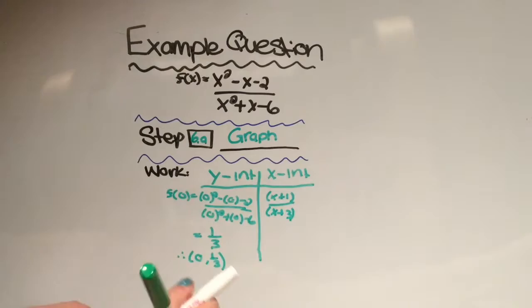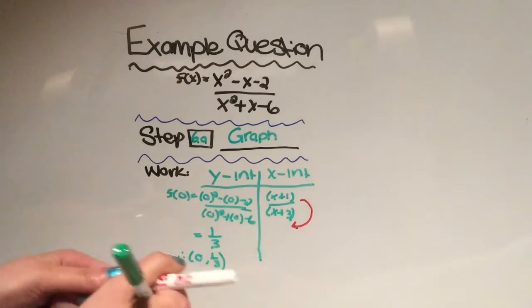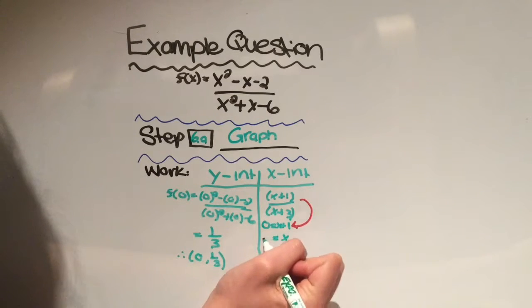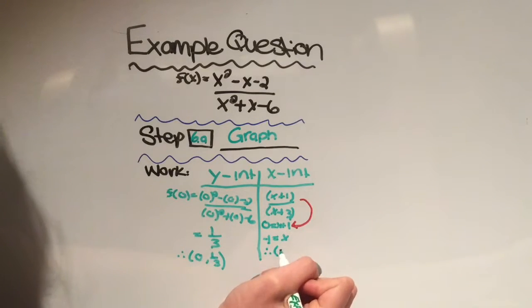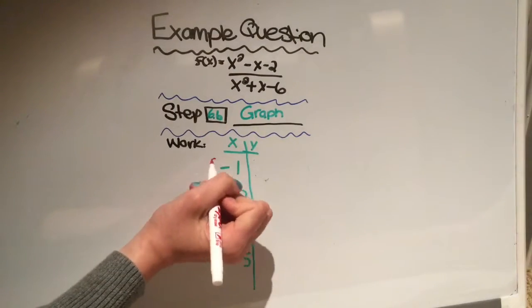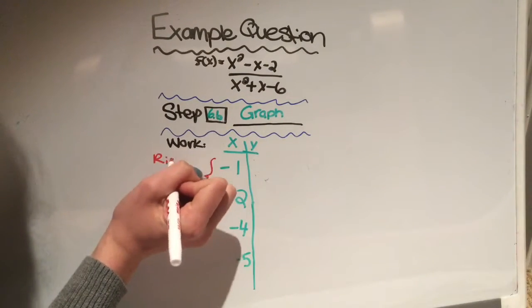In this case, the y-intercept is the point (0, 1/3). In a rational function, the x-intercept is always when the numerator is equal to 0. So in this case, we're going to be taking the numerator, which is x plus 1, and setting that equation equal to 0 to find the x-intercept. And in this case, it was (-1, 0).